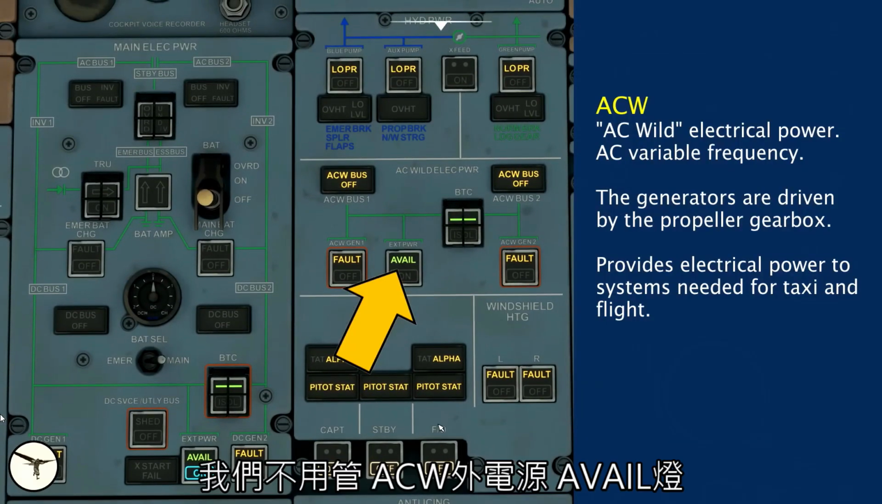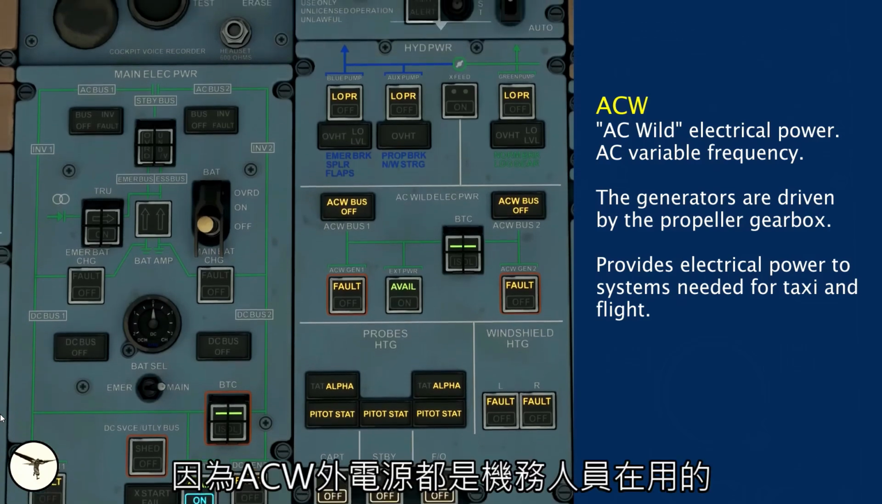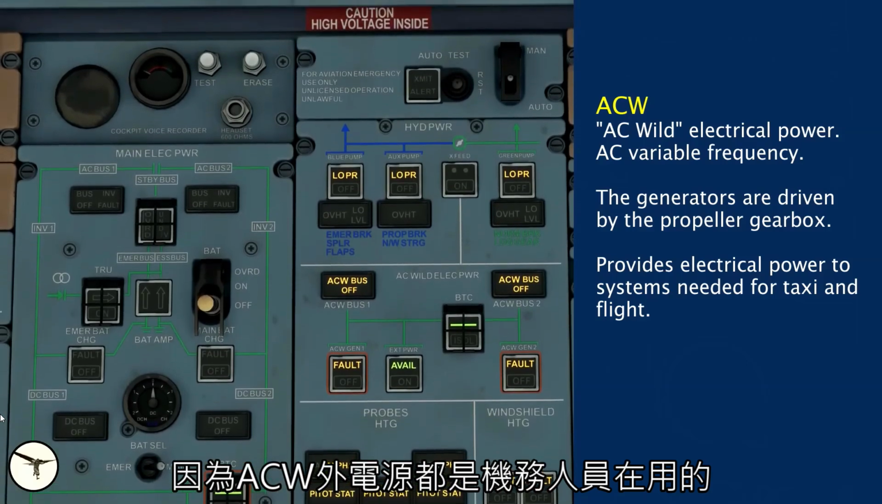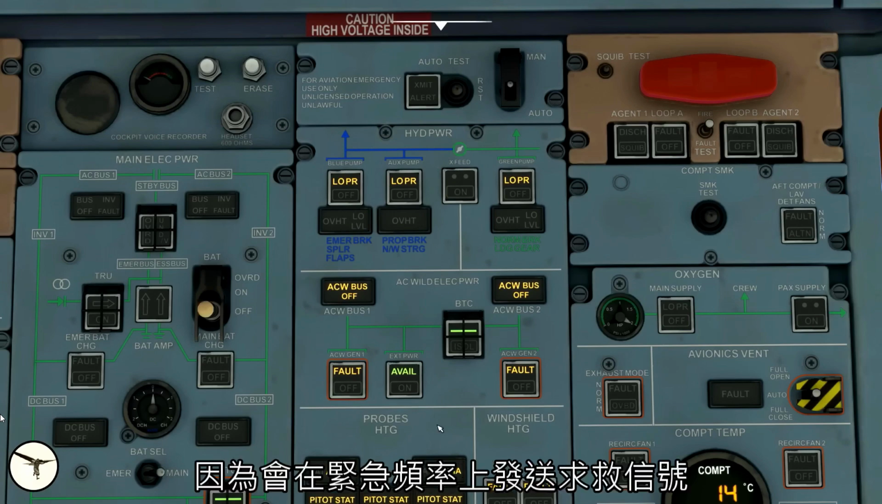We disregard the available light for AC wild external power. Normally, we never see this light, as AC wild ground power is only used by maintenance. The emergency locator shall not be tested, as it will send a distress signal on the emergency frequencies.